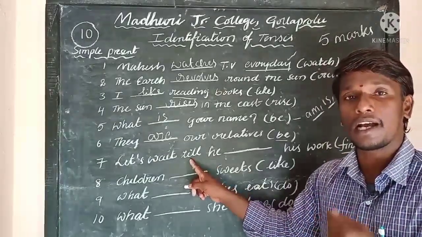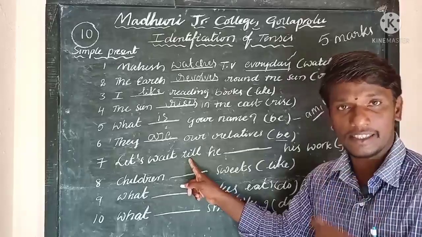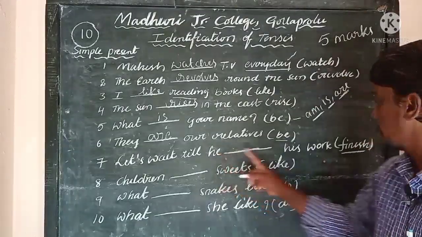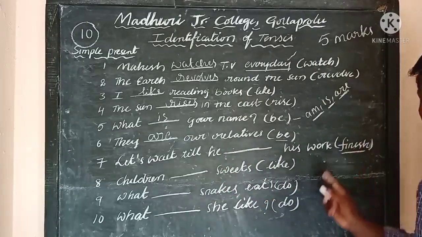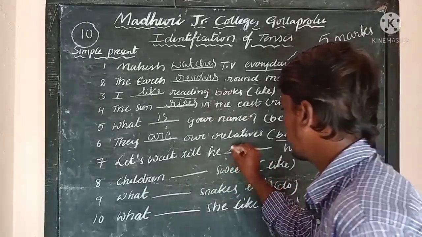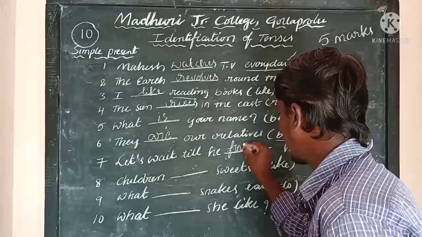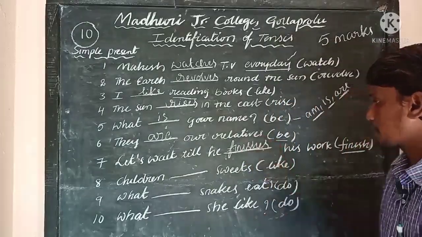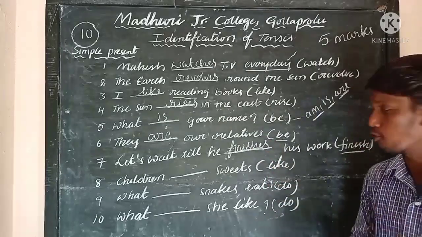When you find till and until, you should consider it as a simple present tense. Therefore it is third person singular in simple present tense. So the verb is in simple present, so you should write the verb adding es. So you should write finishes. So es is to be added to the verb.